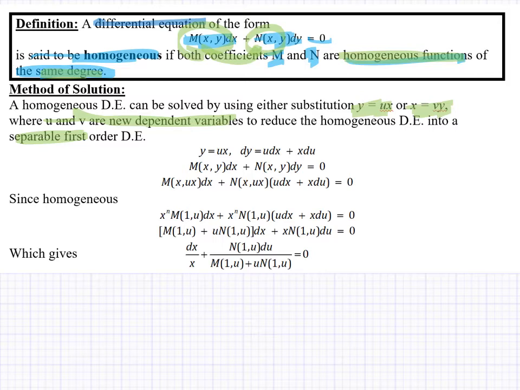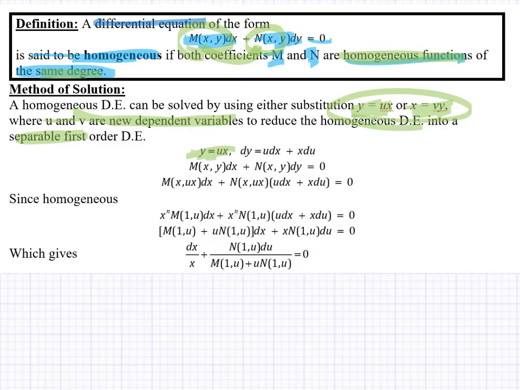Determining which of these substitutions you should use is better discussed as we start looking at examples, because there's a reason why you might want to choose one as opposed to the other. So to show you how we're going to use this, I'm just going to pick one of them, say y equals ux. So we're going to let y equal ux. That means y is going to come out and ux is going to go in its place. So that also means that dy has to come out and be replaced with something with u's and x's in it.